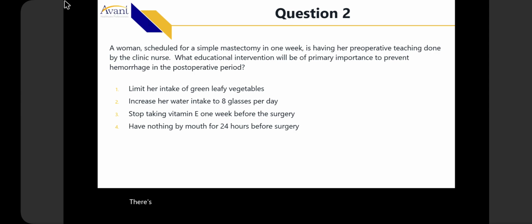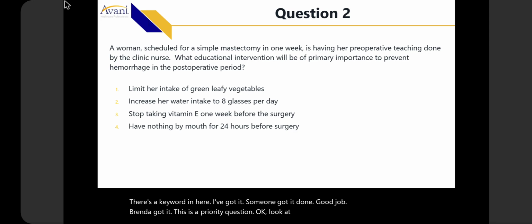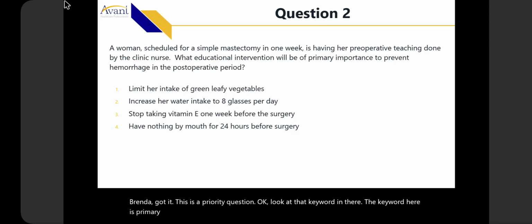There's a key word in here. Aha, got it. Someone got it. Brenda, good job. Brenda got it. This is a priority question. Okay. Look at that key word in there. The key word here is primary.